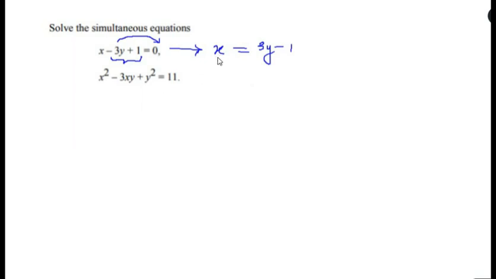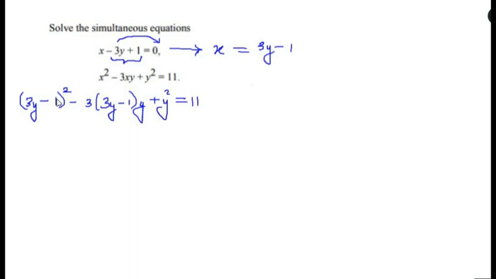So we are going to substitute wherever there is an x term in the second equation with 3y minus 1. So in place of x squared we are going to write 3y minus 1 the whole squared, minus 3 times, again in place of x we are going to substitute 3y minus 1, times y, plus y squared equal to 11.